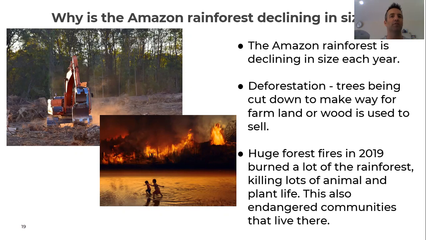A second problem for the Amazon rainforest is that especially last year in 2019, there were huge forest fires that burned a lot of the rainforest and killed lots of animals and plant life, and also endangered the lives of communities that lived there. Those fires often started by accident because it was just really, really hot and dry in certain parts of the forest. But because all the forest is made of wood, the fire spreads really easily and really quickly, so it can be difficult to put them out. So huge forest fires are also a very, very dangerous problem for the Amazon rainforest.